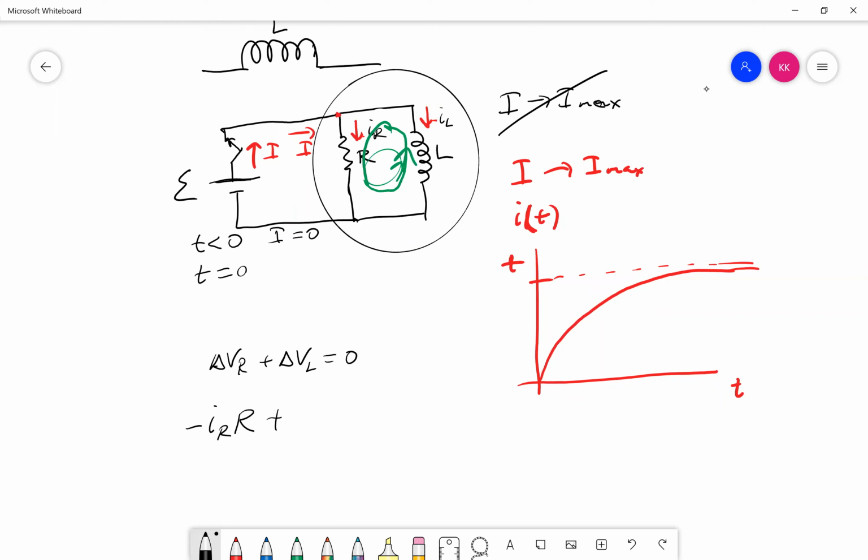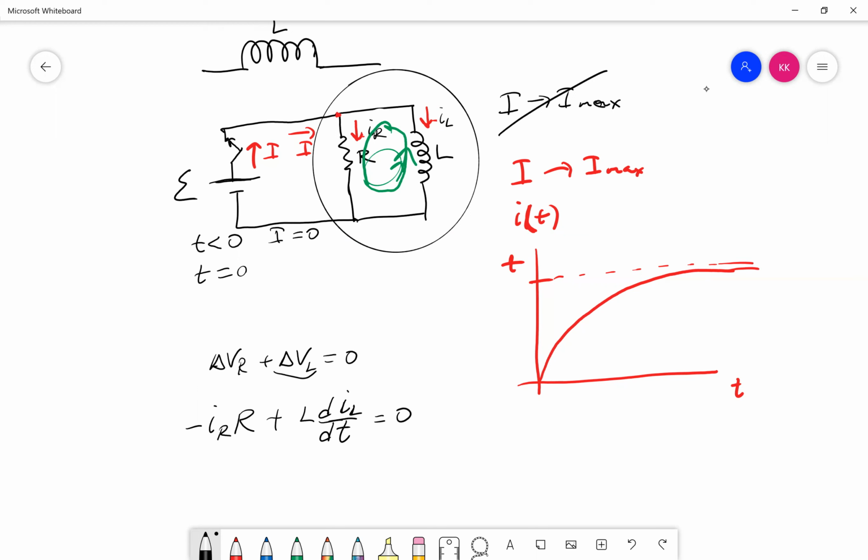the equation for the potential difference of the inductor. That is the equation that will give me the potential difference across the inductor, and that's given as L, which is the inductance, times the changing current through the inductor as a function of time, dI/dt. Okay, adding those two together, we get 0.